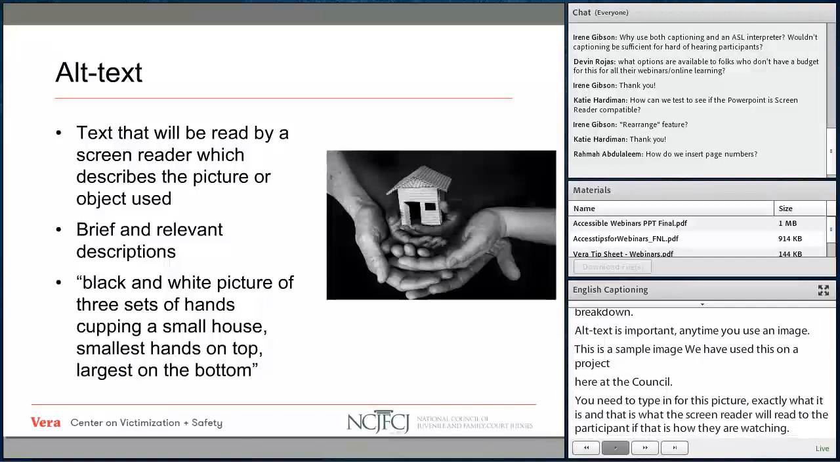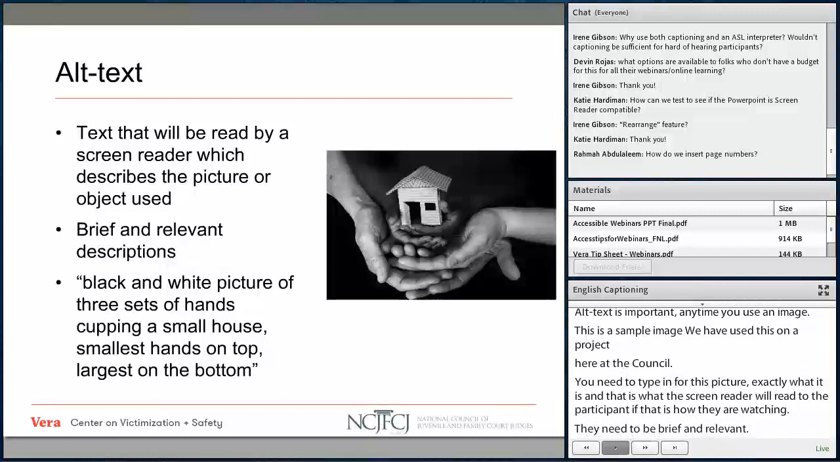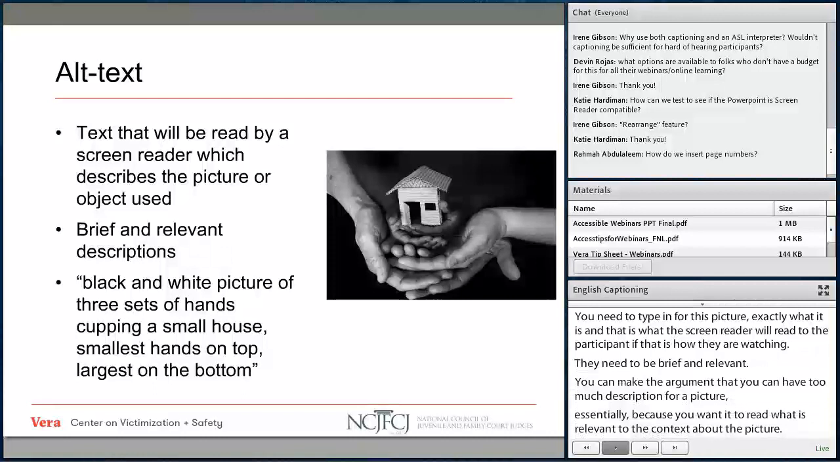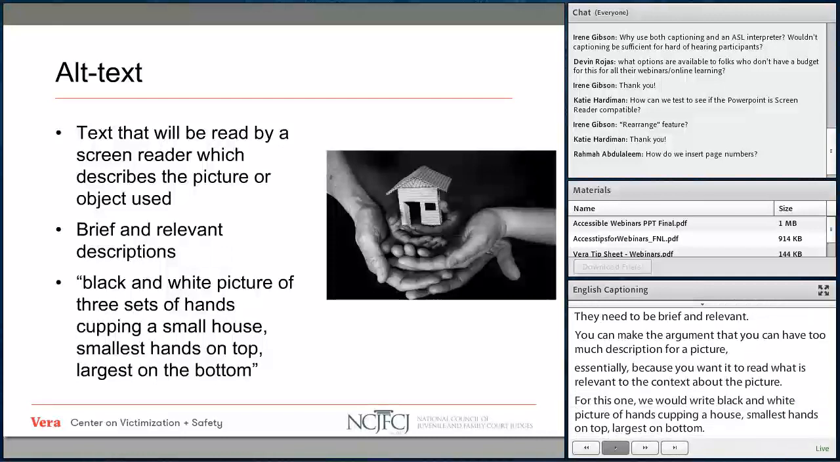You can make the argument that you can have too much description for a picture, essentially, because you really just want it to read what is relevant to the content about the picture. So for this one, we would write black and white picture of 3 sets of hands cupping a small house, smallest hands on top, largest hands on bottom. And that would give someone the idea of multiple people holding a little house and it is about safe housing, kind of a thing. So you want to make sure that it's relevant, short and sweet.